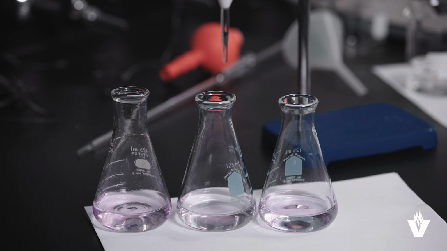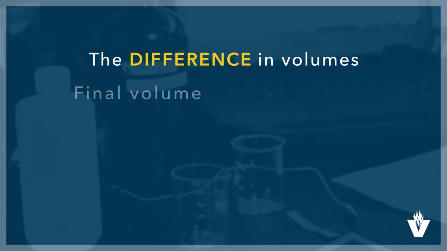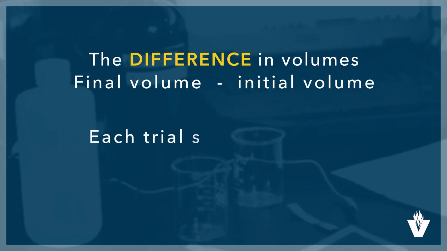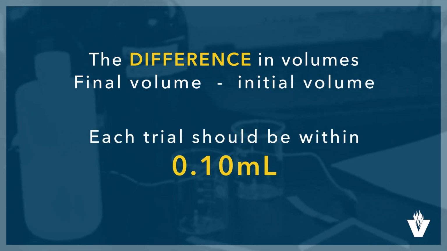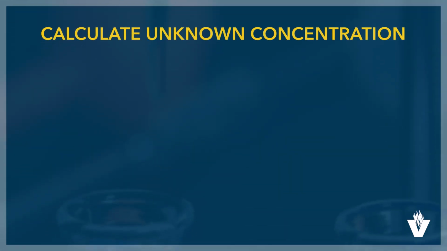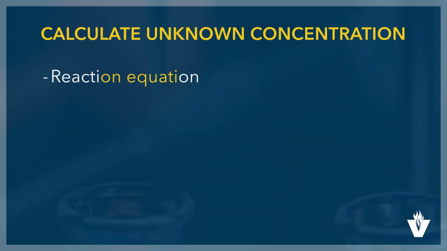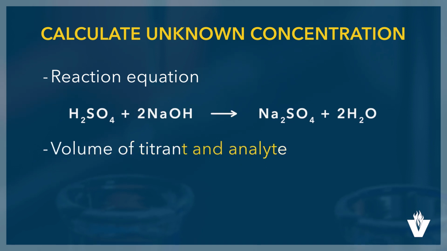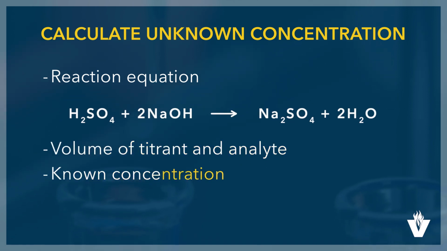We'll repeat this process in our third and fourth titrations, obtaining the initial, then final volume at the endpoint. The goal is to get 3 good titrations to average. The difference in the volumes, the final minus the initial volume, for each trial should be within 1/10 of a milliliter of each other. We need 3 things to calculate the unknown concentration: the reaction equation, the volume of the titrant and analyte, and the known concentration.